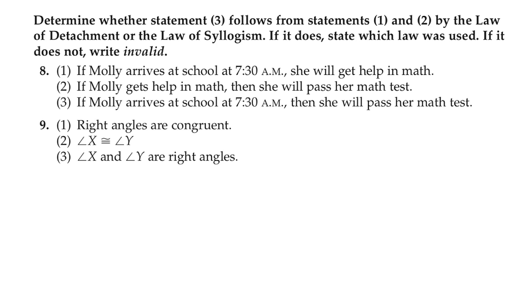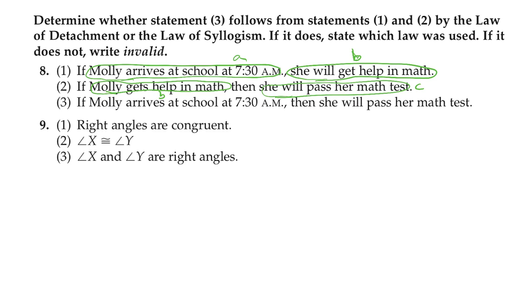Determine whether statement 3 follows from statements 1 and 2 by either of the two. Okay, so let's do this. I'm going to switch colors here. Let's go for light green. So if Molly arrives at school at 7:30, then she will get help in math. So here's the A and here's a B. And that says if Molly gets help in math, oh, that's our B. This is looking good. Then she will pass her math test. C, whoa, how was that a B? What the heck happened there?